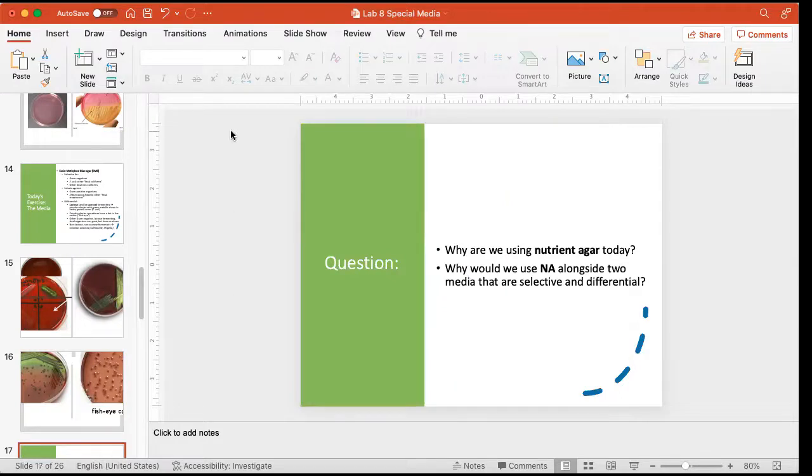All right, quick question for you. I told you at the beginning that we were going to use mannitol salt, we were going to use EMB, and we're also going to use nutrient agar. I told you I was going to streak each organism onto the nutrient agar. Now, why would I do that in the lab? Why not just take my unknown culture, my mystery culture, put it on MSA, put it on EMB, and skip that step? What would be the purpose of taking each of the four possible organisms and putting them on nutrient agar separately before I did anything else? Can anybody think of why you might do that?